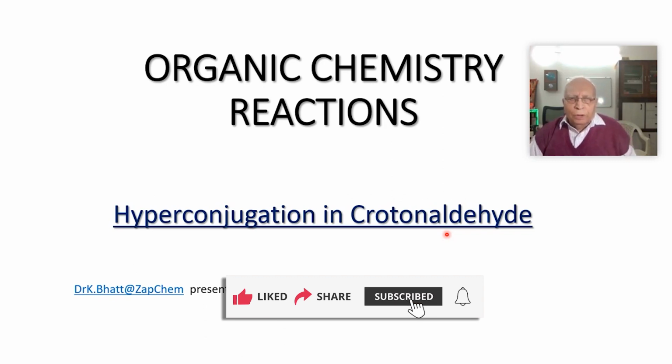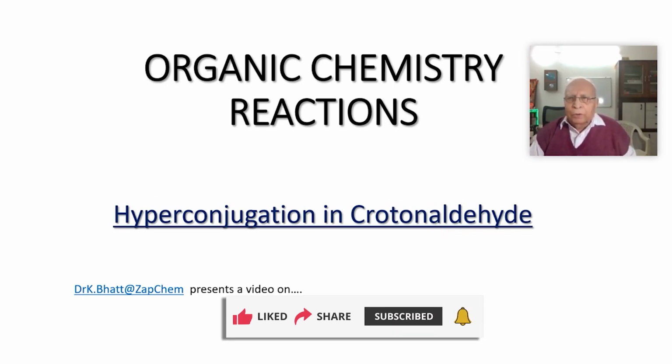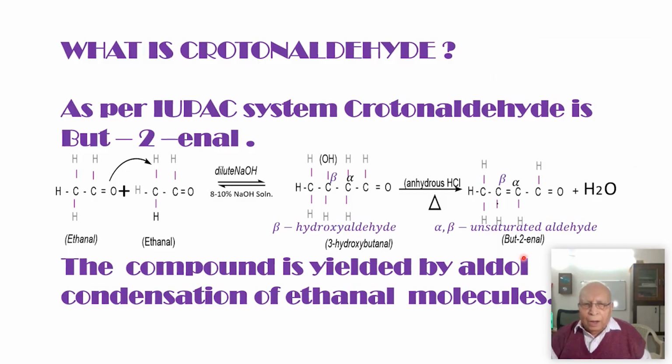Crotonaldehyde is nothing but but-2-enal, which is the final condensation product of two ethanal molecules containing an alpha hydrogen atom. Aldol condensation we have already taken up and discussed. In the presence of dilute NaOH, you get 3-hydroxybutanal.